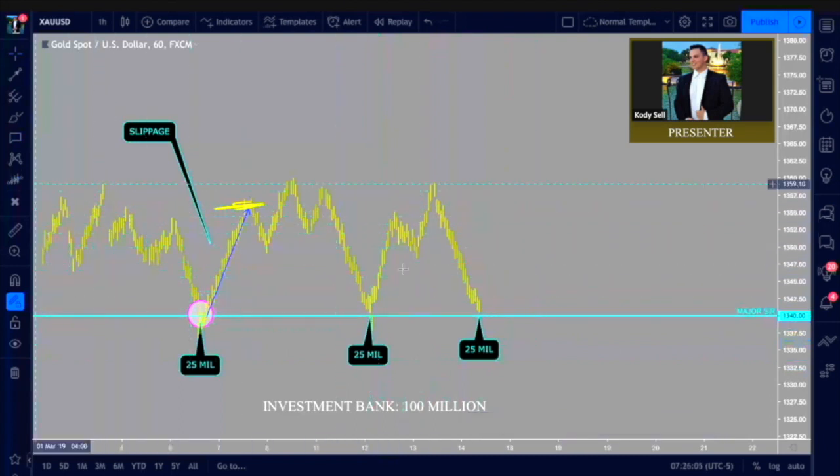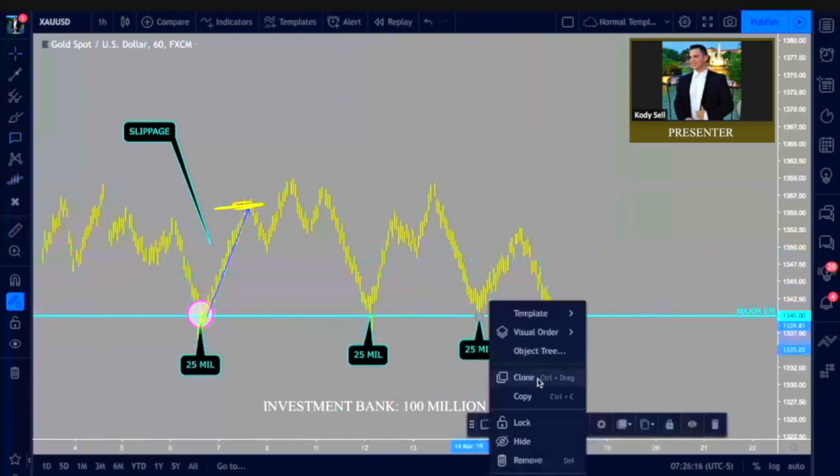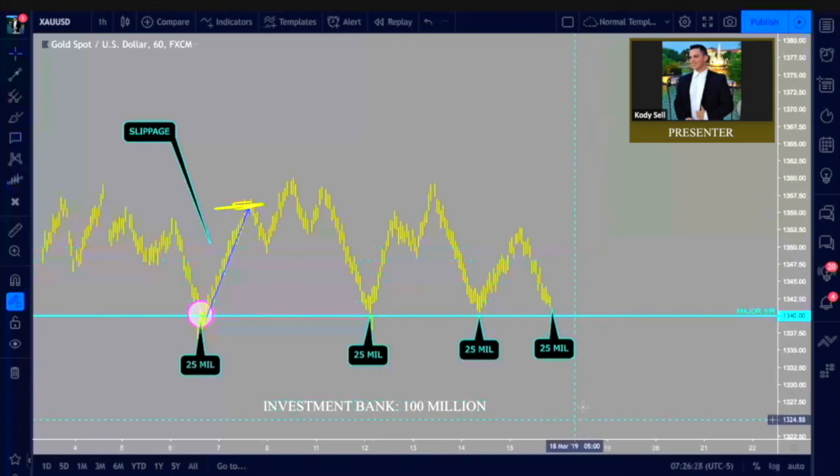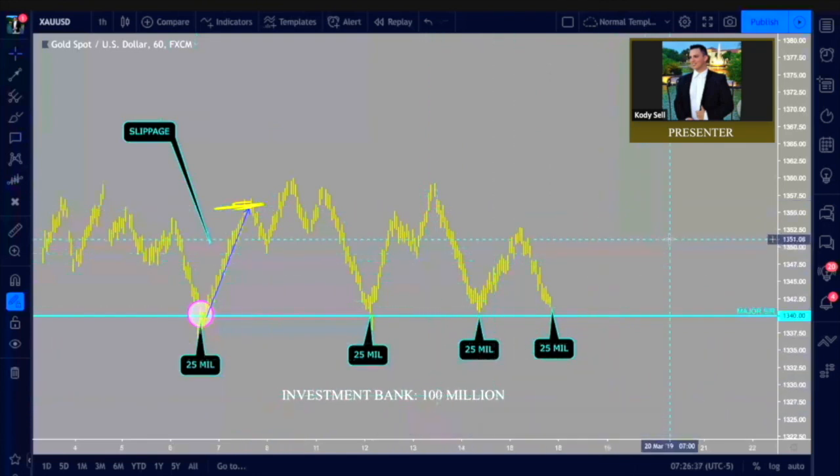Now watch what happens, because this is interesting. We get one more order fill right here. Now notice how at this point we've got $25 million times 4. That's $100 million. So the entire original order that this bank put into the market has all been filled. So they're done. They have no more orders waiting here at 1340.